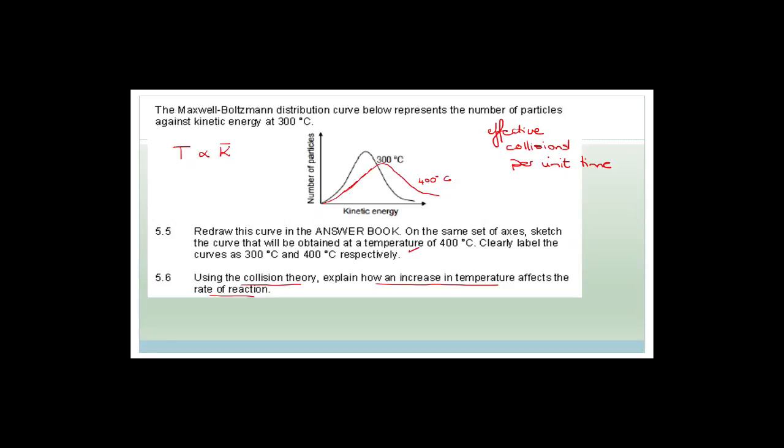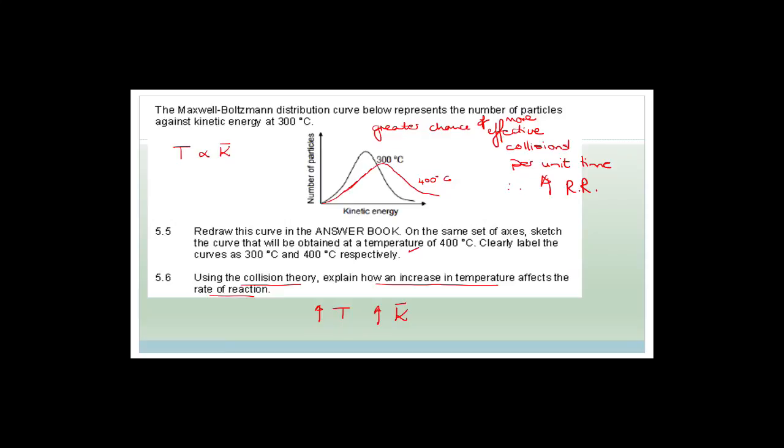So let me explain. In this case, you would say an increase in temperature will increase the average kinetic energy of the particles, which in turn will result in a greater chance of more effective collisions per unit time, and therefore an increase in the reaction rate. I'm not writing it out in full because I actually want to finish going through this question sometime today. Do you understand this? This is so important.